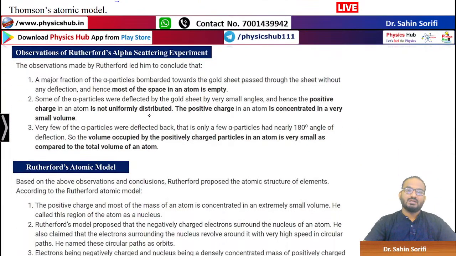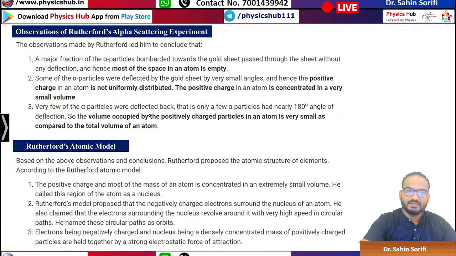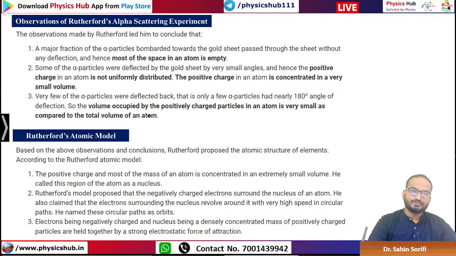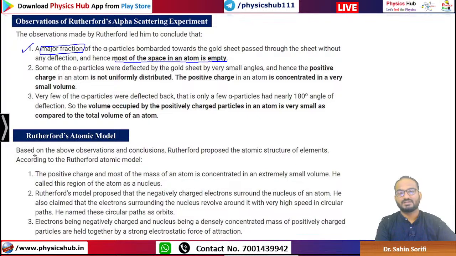Now what were the observations of Rutherford's alpha scattering experiment? You already know it, so let me just briefly tell you. The first thing he observed was that a major fraction of the alpha particles bombarded towards the gold sheet passed through the sheet without any deflection. Hence most of the space in an atom is empty. This is the very first observation he made.